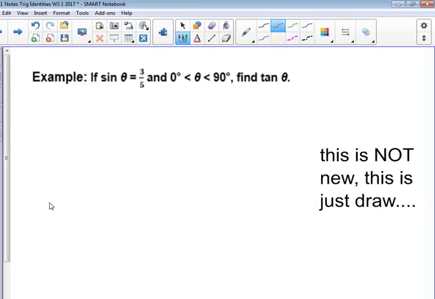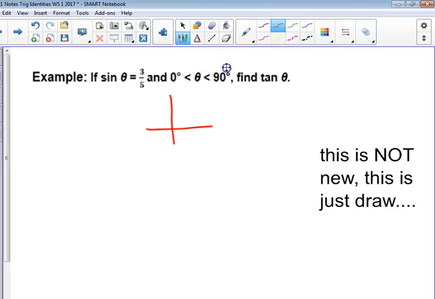All right, this is a little bit out of order in my thinking, but they want us to use those identities to solve this. I say, no way, Jose. I don't want to have to learn a new way to do this. I already know how to do this. I just draw.